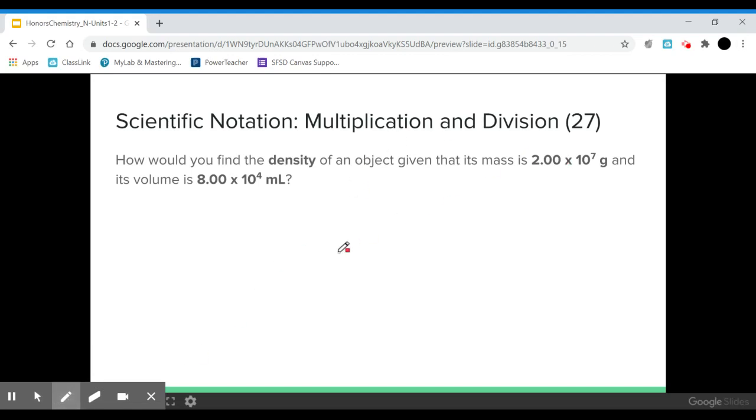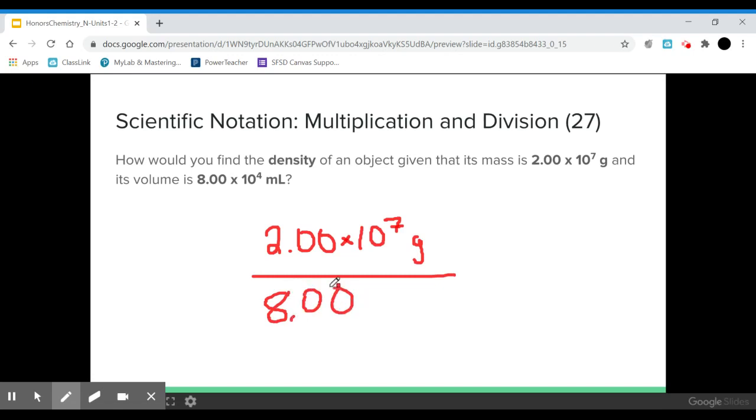To find the density of an object, you take its mass divided by its volume. 2.00 times 10 to the 7th grams. We divide that by 8.00 times 10 to the 4th milliliters. Okay, so first things first, I'm going to take my two numbers that are not powers of 10, and I'm going to divide those two numbers. So 2 divided by 8 is 0.25, or 1/4. I'm going to add a 0 on the end of that because it has 3 sig figs.